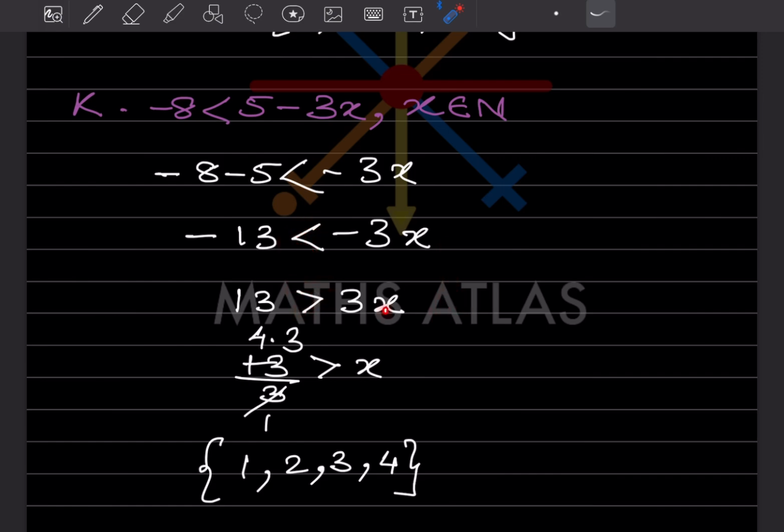So 13 will be 3x. So 13 divided by 3 is going to be greater than x. So this is going to be approximately 4.3. Now it is greater than, which means x is less than 4.3. And it's a natural number. Natural number means it will start with 1 and less than 4.3 means the last number should be 4. So we have to write 1, 2, 3, 4. So this is a little different, so you have to remember the inequality rules for this one. See here, negative and negative, this should be reversed.